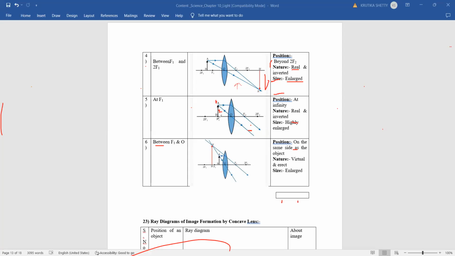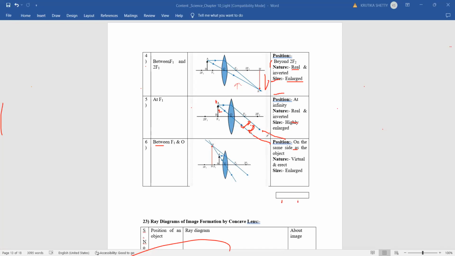When the object is present on the principal focus, again we have to draw two rays. One ray is parallel to the principal axis; after passing through the lens, it will pass through the principal focus. The second ray passes through the optic center. You can see both these lines are parallel, and we know parallel lines, if you extend them, don't meet. They don't meet.